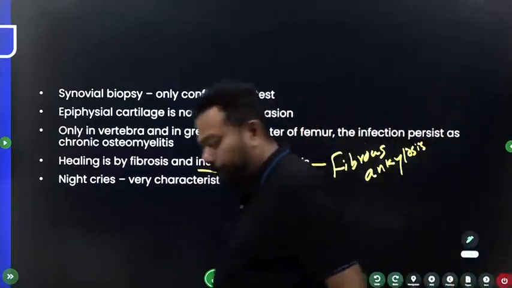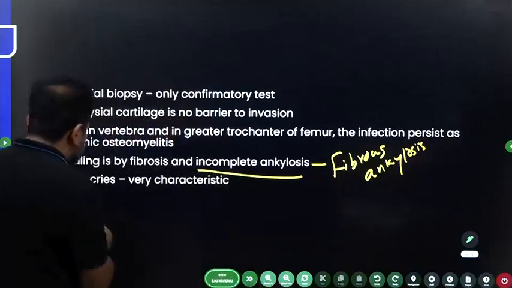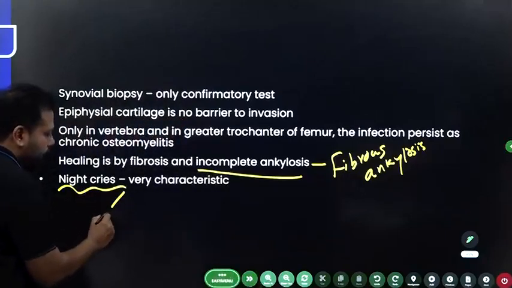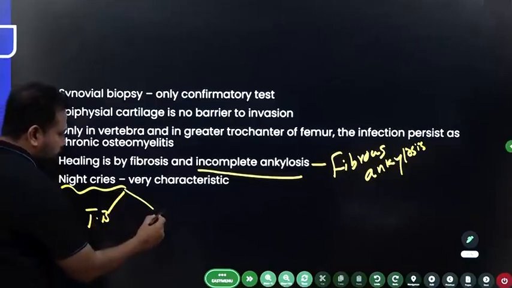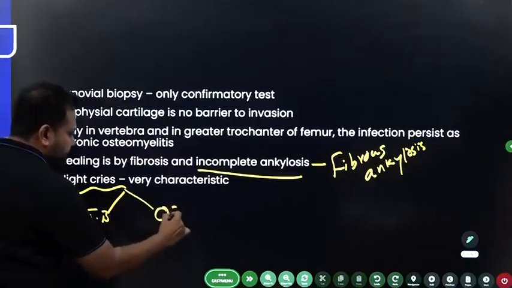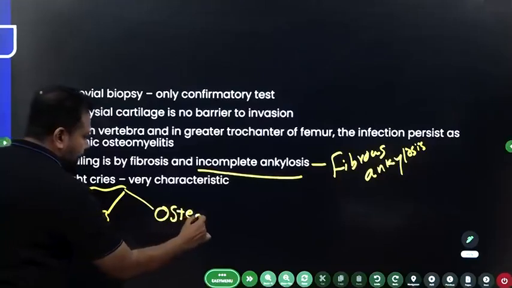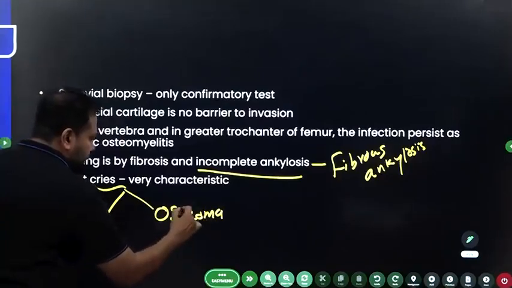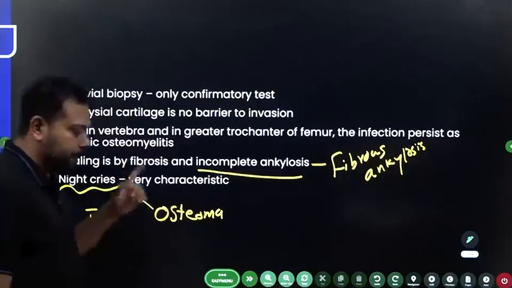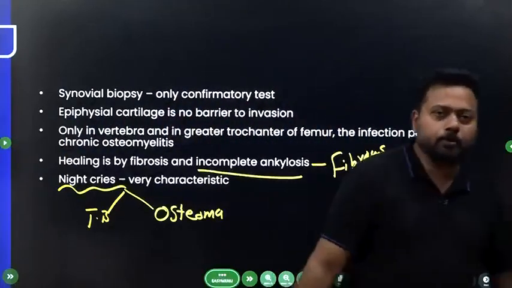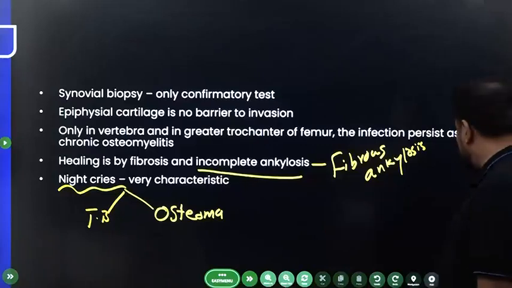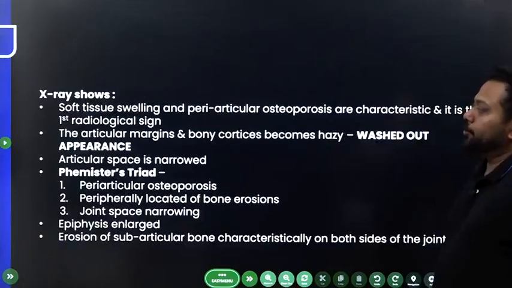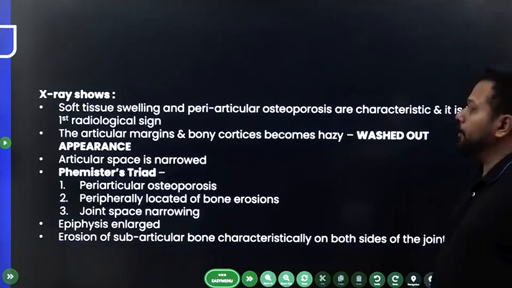So, dear friends, whenever the word night cries comes up in orthopedics, there are two differential diagnoses: one is osteoid osteoma, and the other is skeletal tuberculosis. On X-ray, there is soft tissue swelling and periarticular osteoporosis.